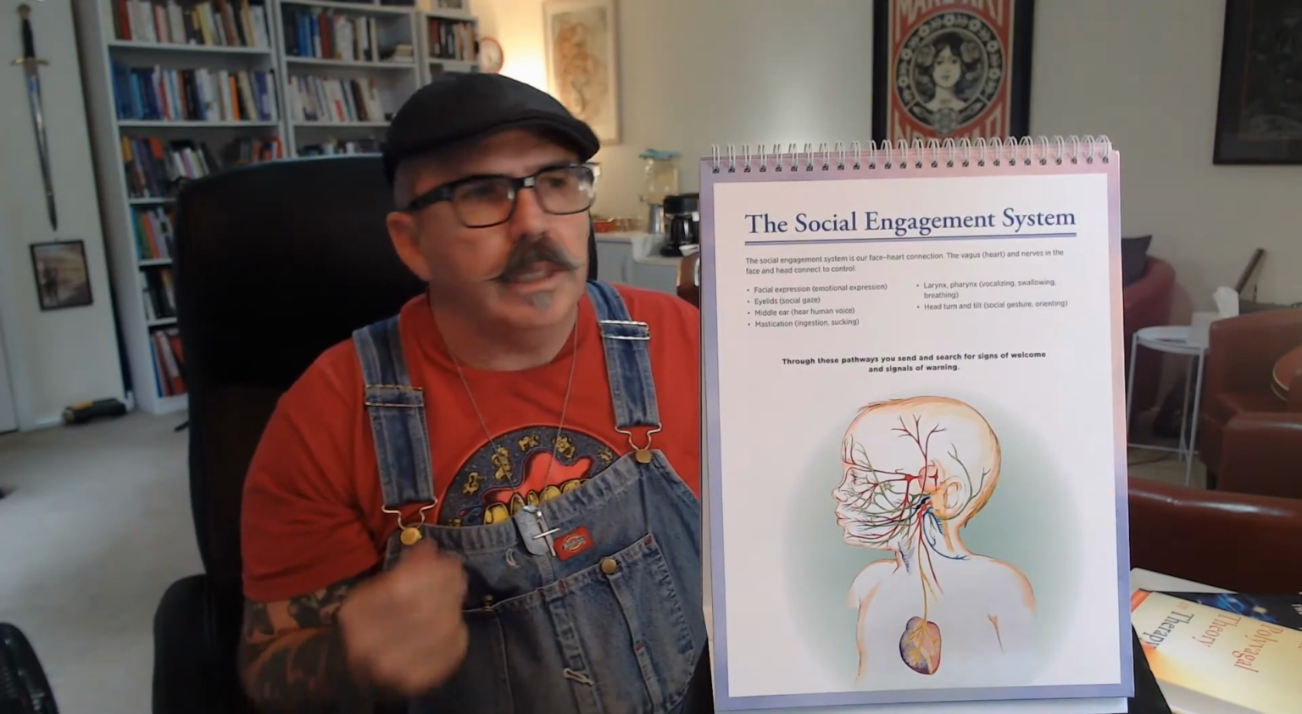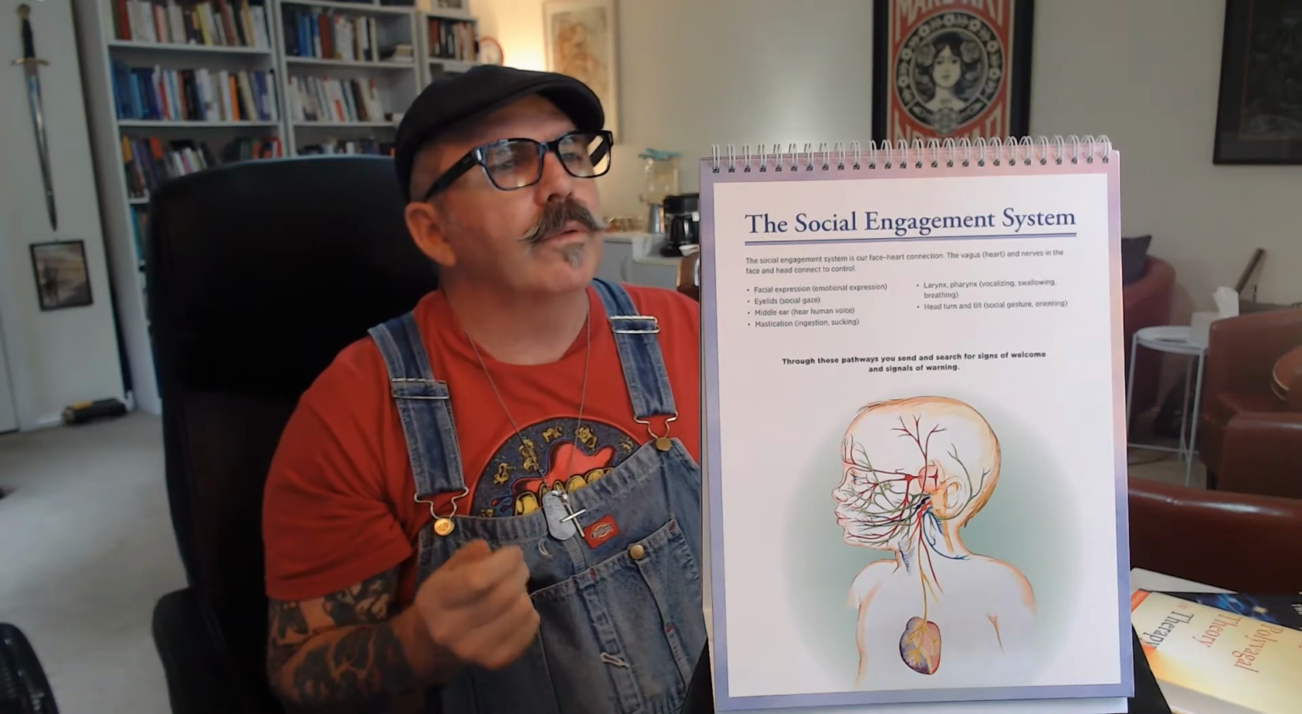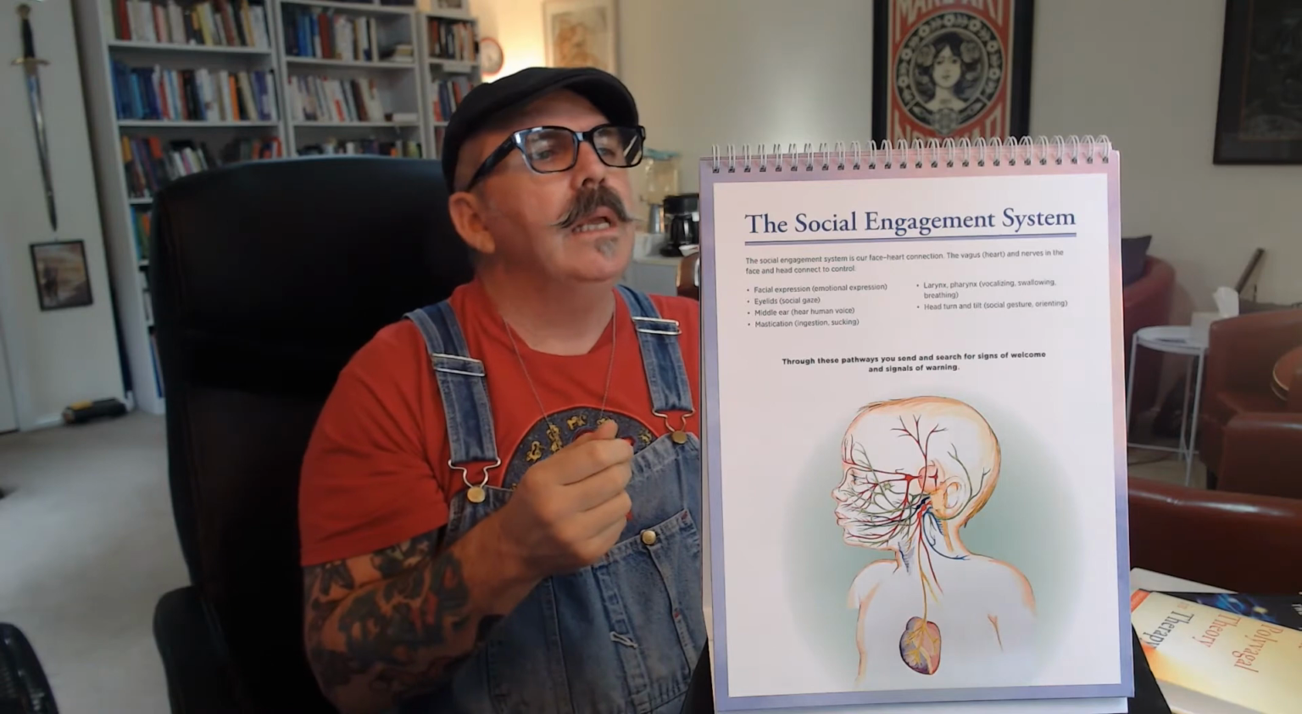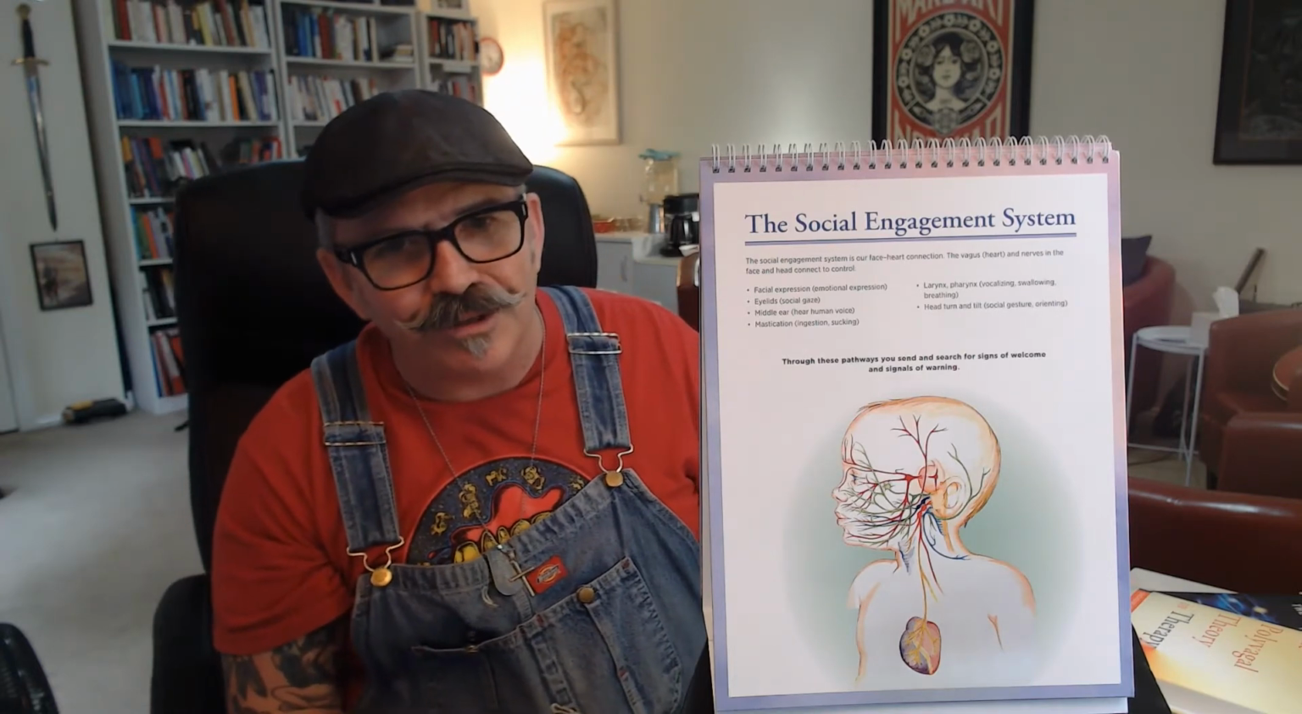The social engagement system is formed through the linking of cranial nerve X, vagus, and cranial nerve V, trigeminal, cranial nerve VII, facial, cranial nerve IX, the glossopharyngeal, and the cranial nerve XI, accessory. I hope I got that right. Any doctors watching this, forgive me.